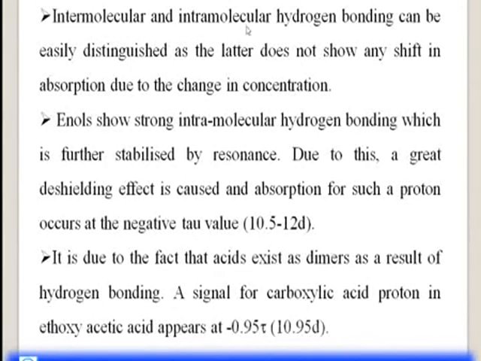Intermolecular and intramolecular hydrogen bonding can be easily distinguished, as intramolecular hydrogen bonding does not show any shift in absorption due to change in concentration. Enols show strong intramolecular hydrogen bonding, which is further stabilized by resonance. Due to this, a greater de-shielding effect is caused and absorption for such a proton occurs at a negative tau. It is due to the fact that acids exist as dimers, we know it. As a result of hydrogen bonding, the signal for the carboxylic acid proton in ethoxyacetic acid appears in this range.